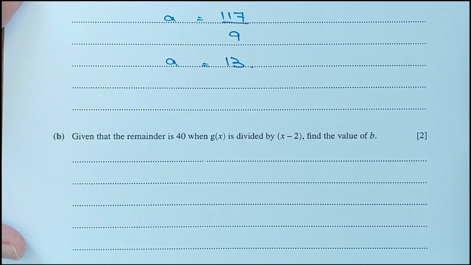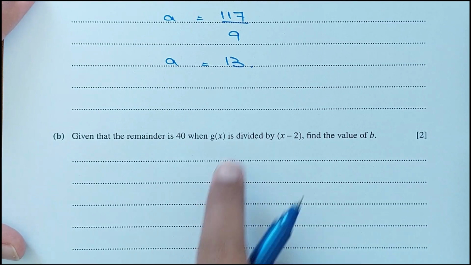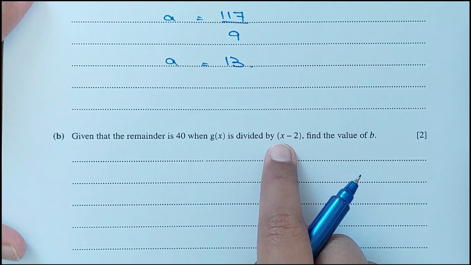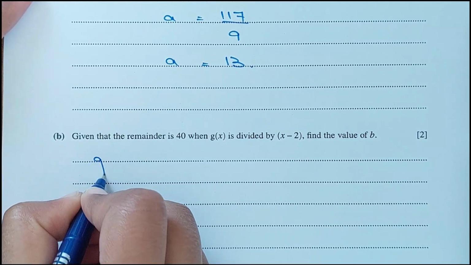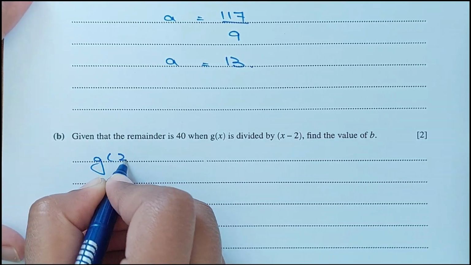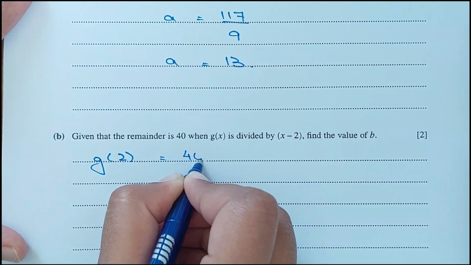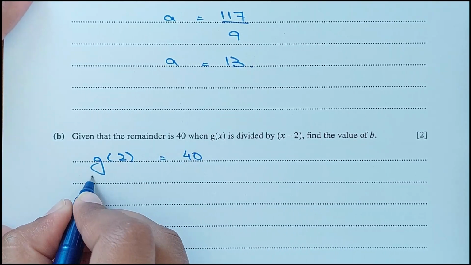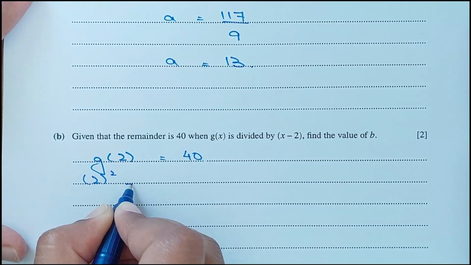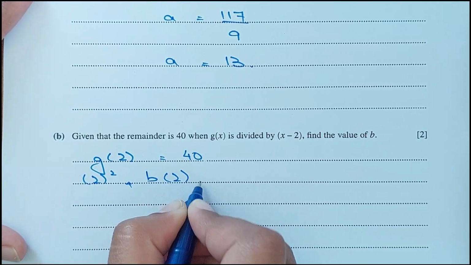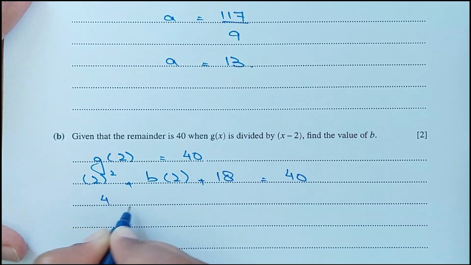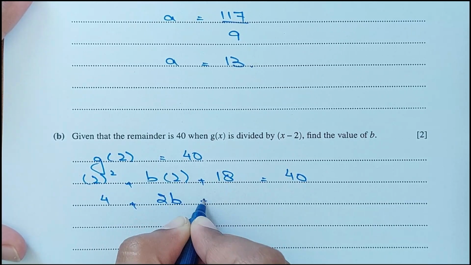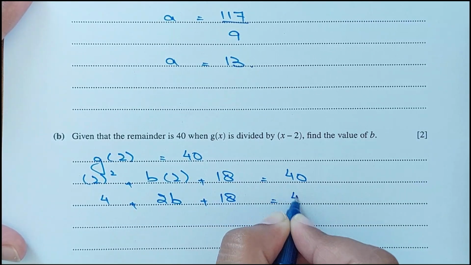Right. Now for part B, given that the remainder is 40 when g of x is divided by x minus 3, find the value of b. So it means g of 2, this should equal 40, right? So let me find g of 2, which is 2 squared plus b times 2 plus 18. 2 squared is 4 plus 2b plus 18, and this equals 40.